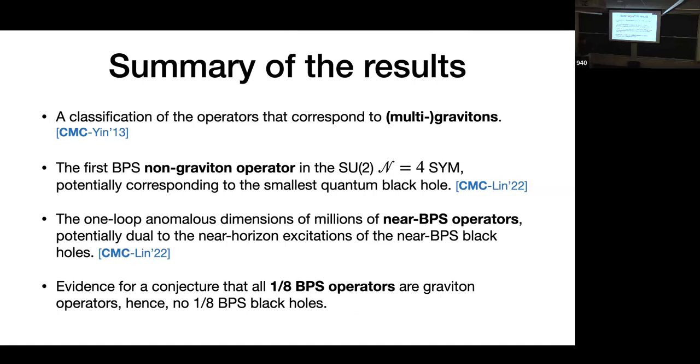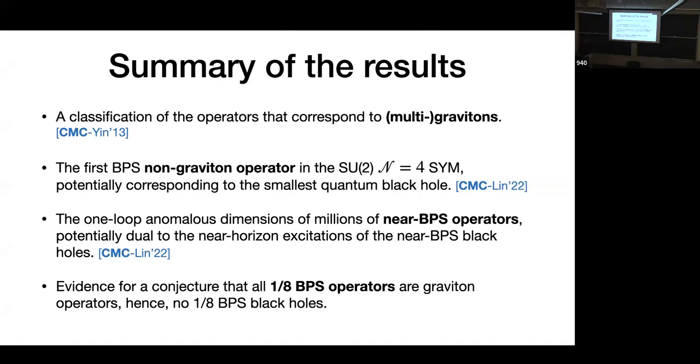And the next result is I will show you the first BPS non-graviton operators. So they are not in the previous classification. These operators are in SU(2) N=4 super Yang-Mills, and a potential interpretation of these operators is that they could be due to the smallest quantum black hole.